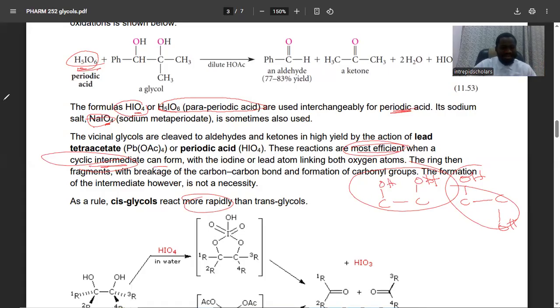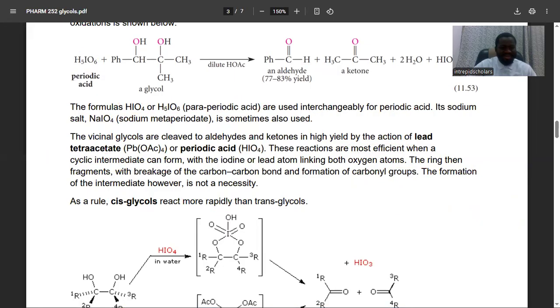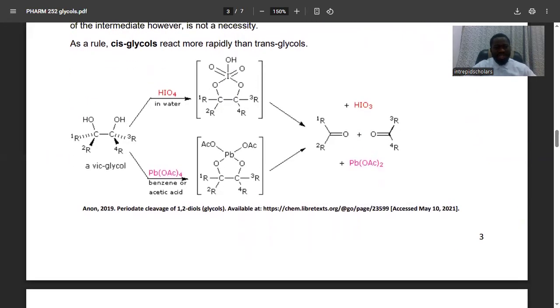Now, this is the process. Let's quickly run through the process. We have the vicinal glycol. If you pass it through the periodic acid pathway, this is meta-periodic acid, we will get the intermediate, the cyclic intermediate, and then it would further go on and form this one for us, right? These are the two aldehydes that we have in place.